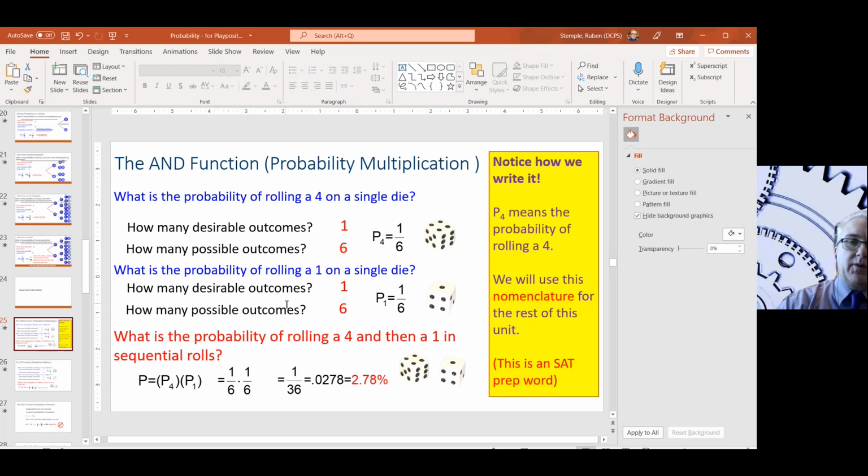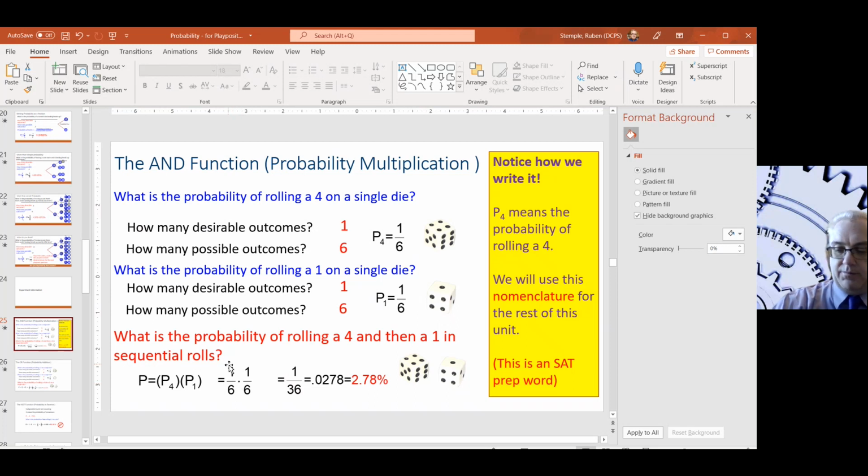And then we ask, what's the probability of rolling a 4 and then a 1, right? So I have to roll both of them. I roll a 4 and then I roll the 1. So the probability of rolling a 4 is 1/6. The probability of rolling a 1 is 1/6. What's the probability that I roll a 4 and then on the next roll I roll a 1, right? So the probability is 1/6 and then 1/6. And so when you're using the AND function, right, you multiply those 2 numbers together.